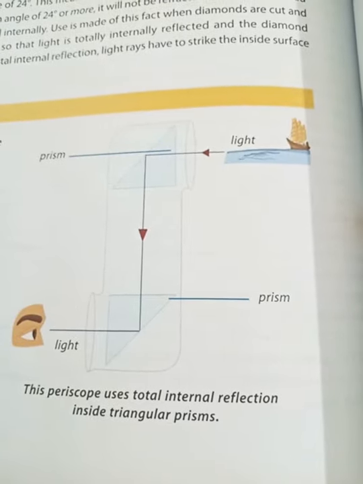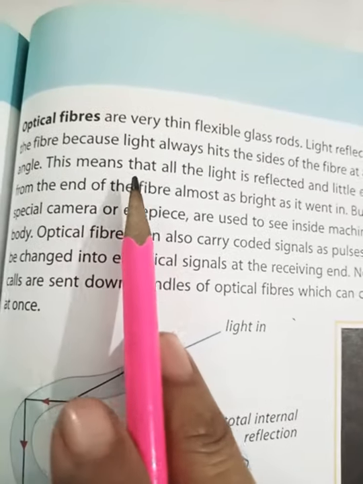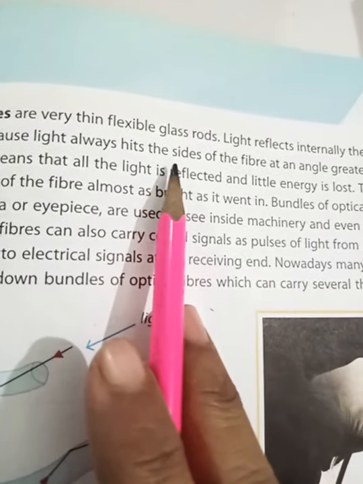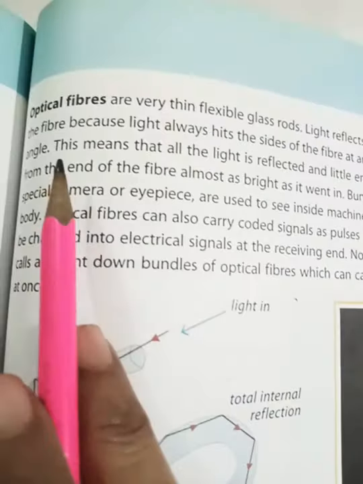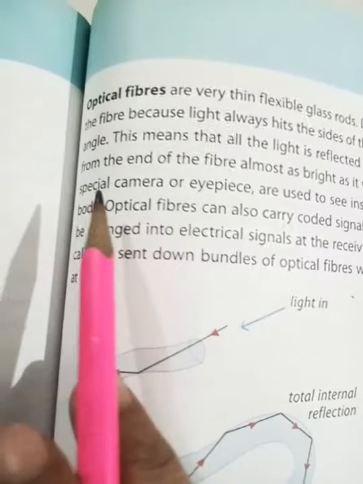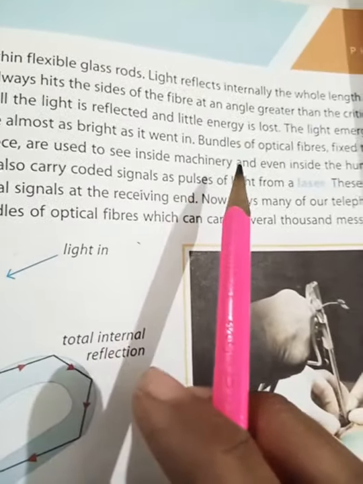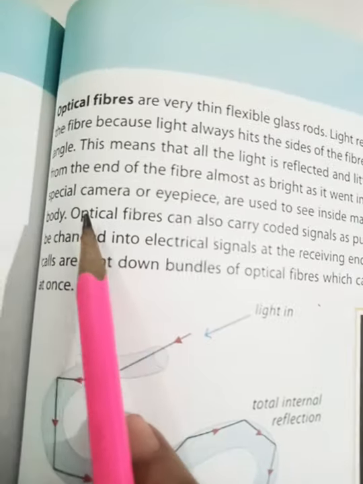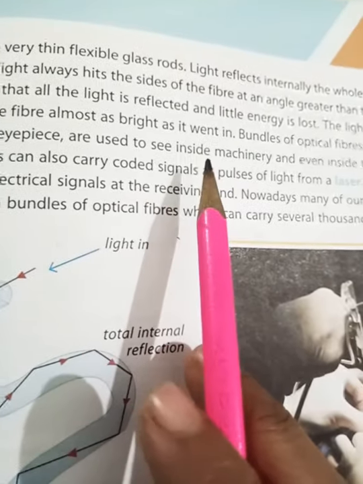Come to the next page. Now, the second use is in optical fibers. Optical fibers are very thin, flexible glass rods. Light reflects internally along the whole length of the optical fiber because light always hits the sides of the fiber at an angle greater than the critical angle. This means that all the light is reflected and little energy is lost. The light emerges from the end of the fiber almost as bright as it went in.